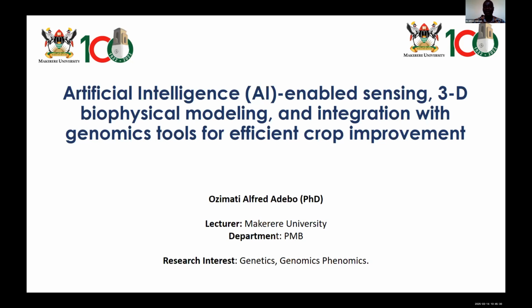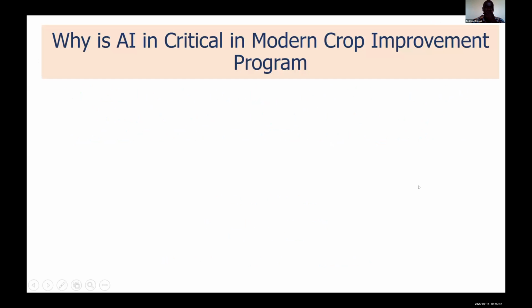So as already introduced, I'm not going to say much about who I am, but by and large, I'm a faculty staff at Macquarie University. And again, my research interest is in genetics and genomics. So just a quick reminder here.